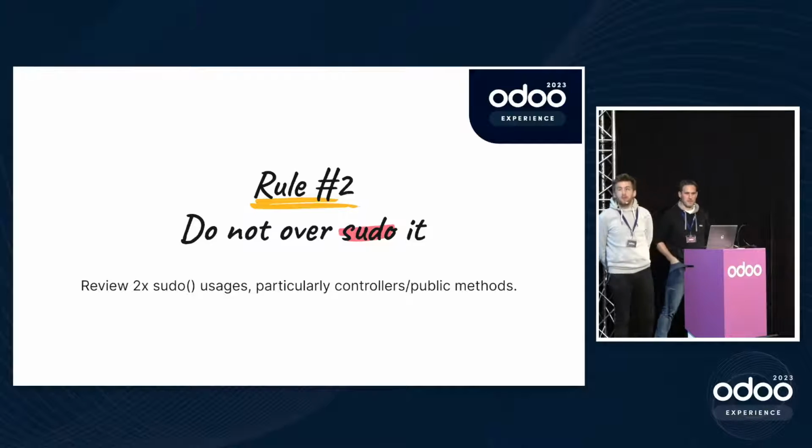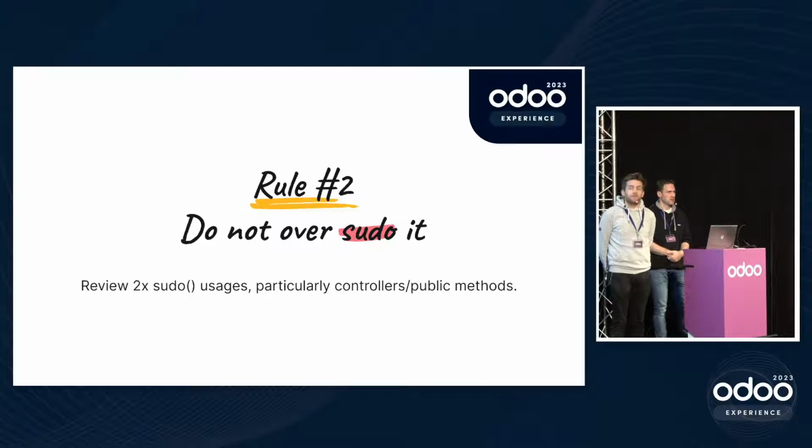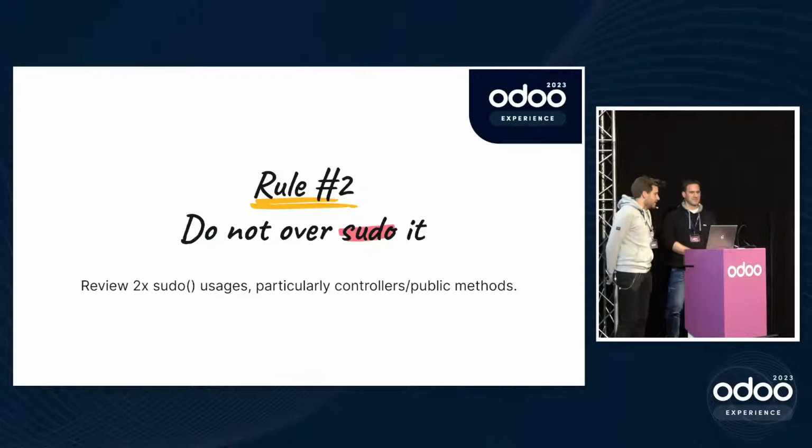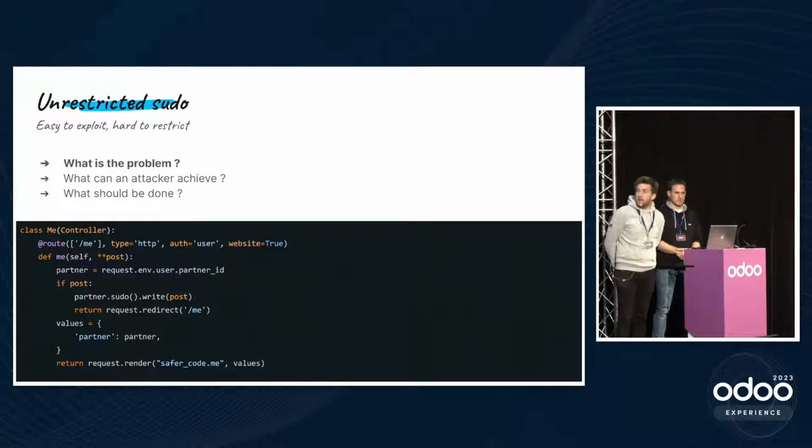Then rule number 2, and it's one of the most complicated ones to review and to restrict, is the sudo. Do not over sudo it. So we will show an example of how sudo can be damaging, and it's so easy to exploit and really hard to restrict. In this example, this is the most classic one.